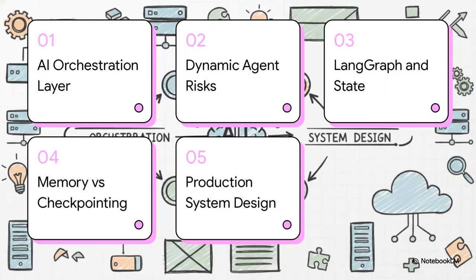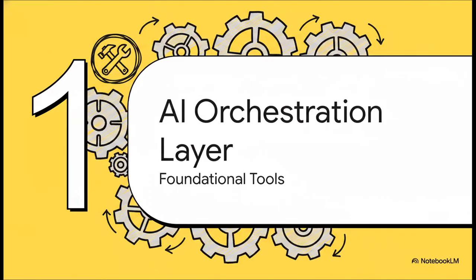Okay, here's our roadmap for acing that advanced AI system design interview. We'll be hitting the AI orchestration layer, the risks of dynamic agents, mastering LangGraph and state, memory versus checkpointing, and finally, production system design. All right, let's dive straight into Section 1, the AI orchestration layer.